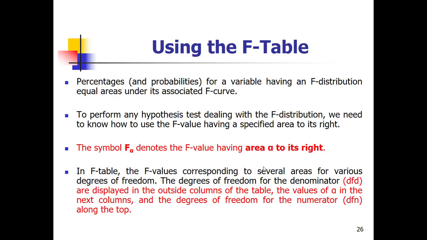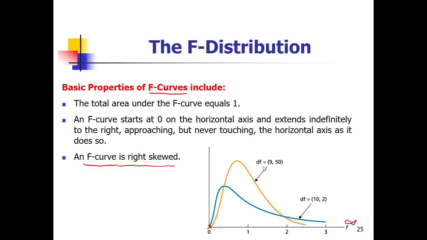If we take each of the numbers from this curve and put it in the table, that gives us the F table. The F table is all the numbers taken from these curves for the different degrees of freedom.